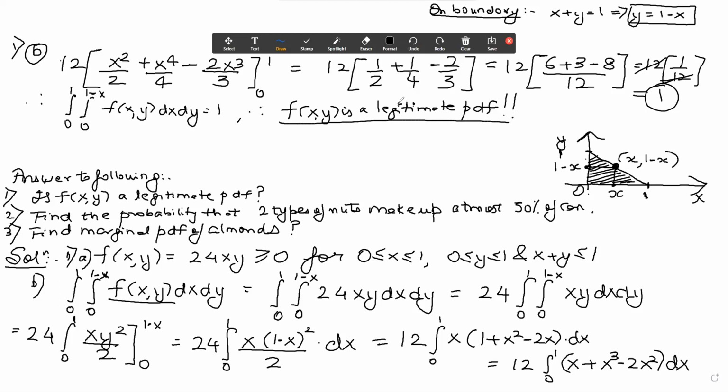Because to qualify as a legitimate PDF, it has met both the properties. It is greater than or equal to 0, and at the same time, the area under the joint PDF is exactly equal to 1.